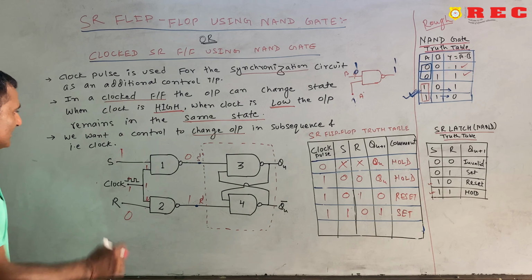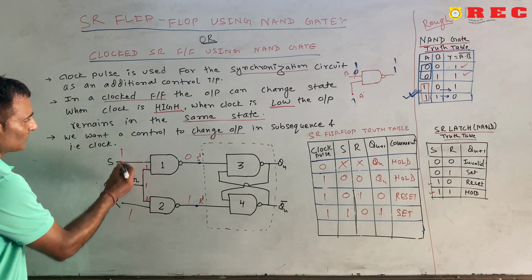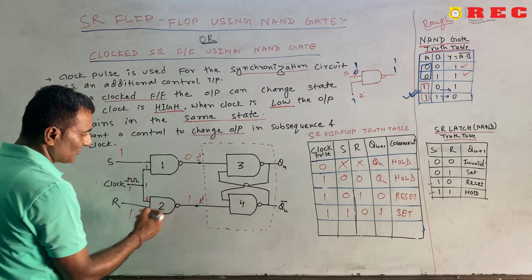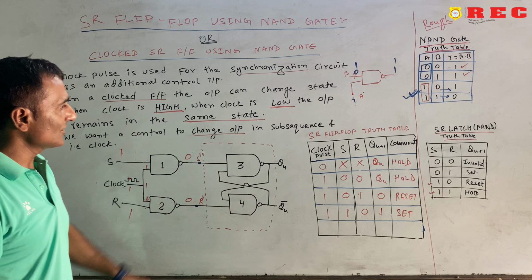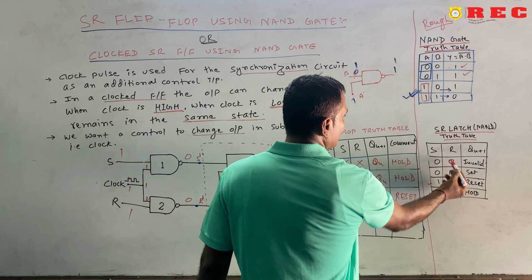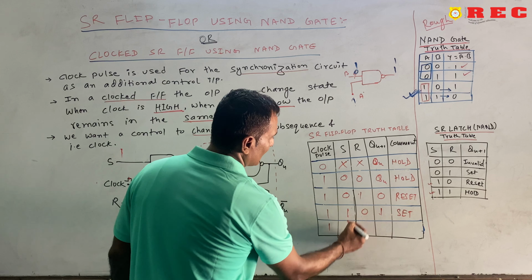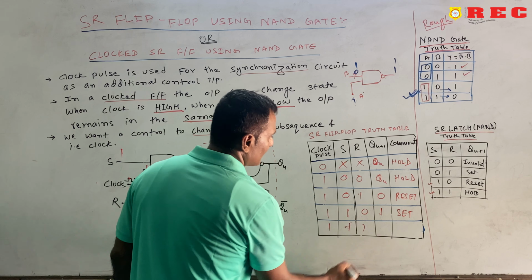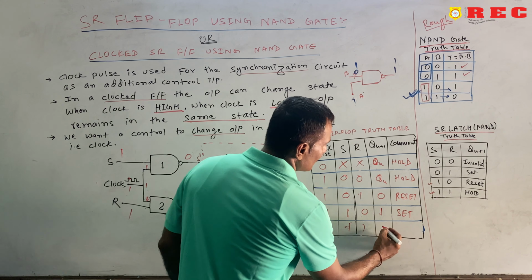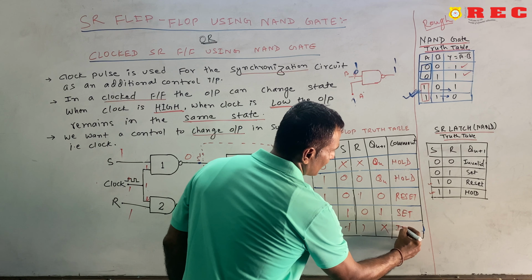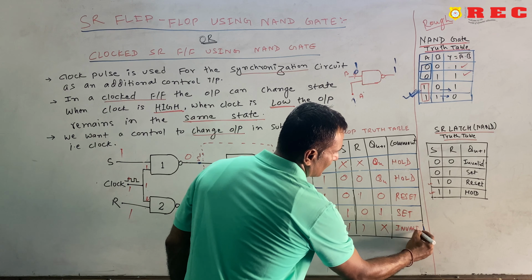Now, the last one, if S is equal to 1, R is equal to 1, again this will be 1. So, here will be the 0, here is 1. So, it will be the 0, and S is equal to 0, R is equal to 0, you already know what is happening, invalid. So, if this is 1, and this is 1, here it came the 0, 0, and this is invalid condition.